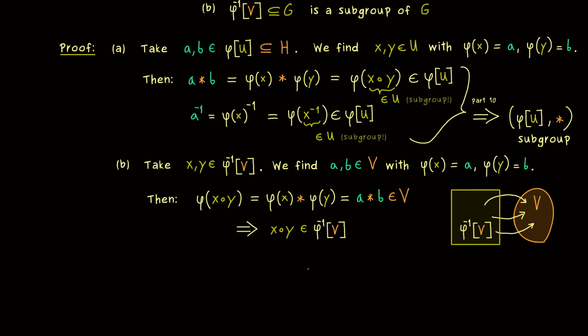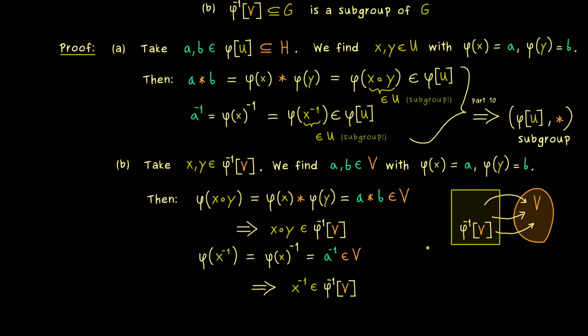So we cannot leave the preimage with the binary operation. And now, not so surprising, we want to do the same for the inverses. And then we have the same calculation as before. We get out A inverse. But A is in V, so the inverse is also in our subgroup V. So we get the same conclusion here. X inverse has to lie in the preimage of V.